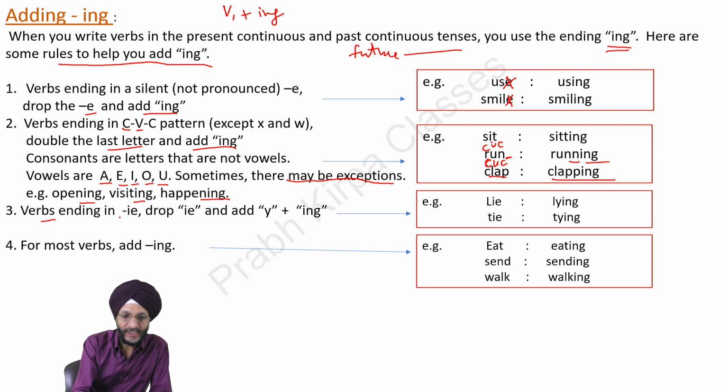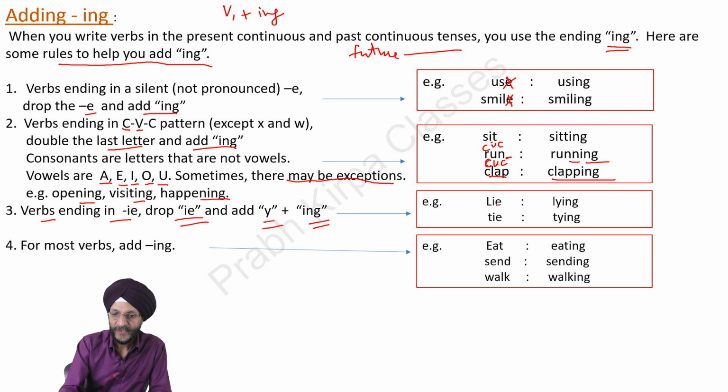Then there come certain verbs which end with the letters IE. In that case, we have to drop IE and add Y plus ING. In the case of lie, we remove IE. In the case of tie, we remove IE. Then we add Y plus ING. Lie becomes lying, tie becomes tying.